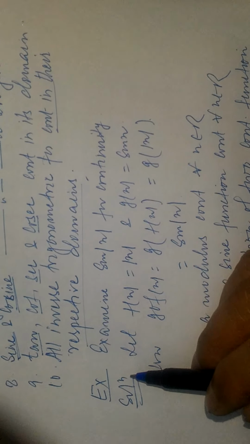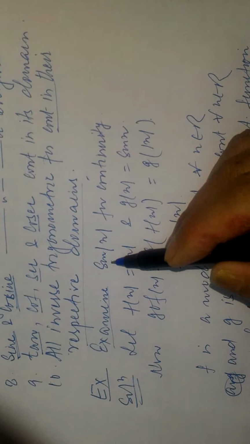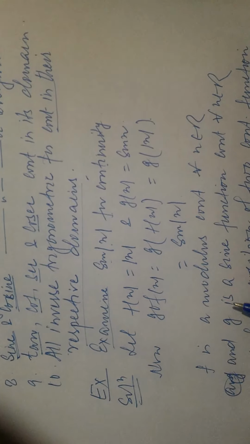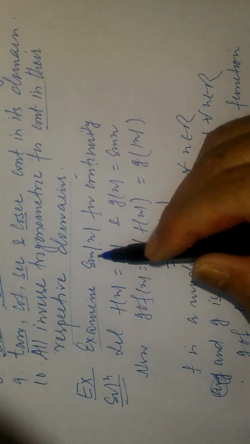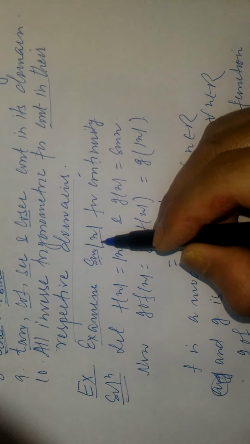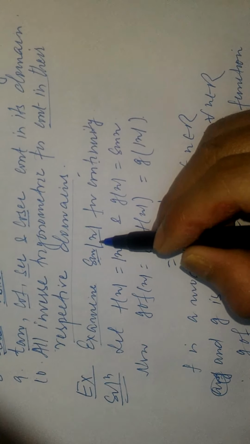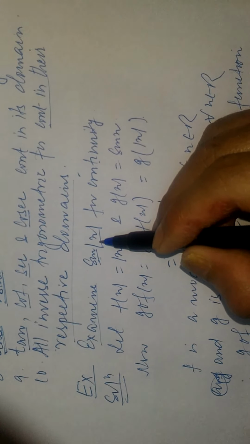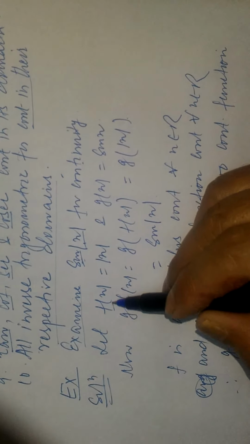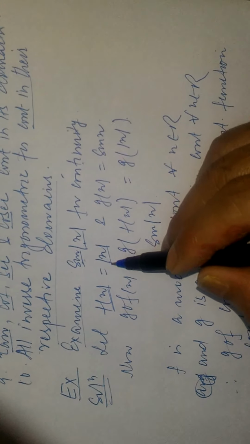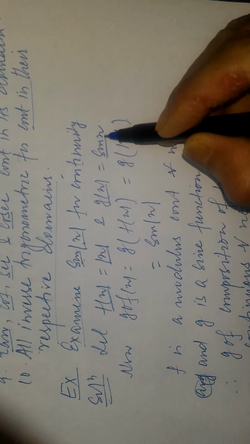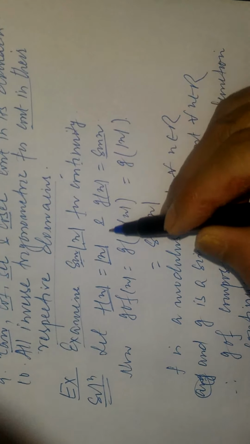Now, one example here: examine sine of mod x for continuity. It means we want to check the continuity of this function. We know there are two functions here. One is the sine function and the other is the mod function. The outer function is the sine function, the inner function is the mod function. So accordingly, we first identify the outer and inner function, and then assume let f of x is equal to mod x and g of x is equal to sine of x. So here the outer function is g of x, the inner function is f of x.